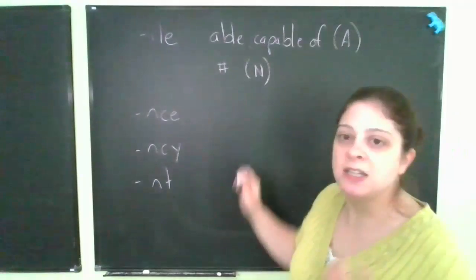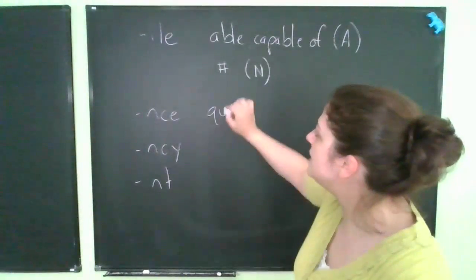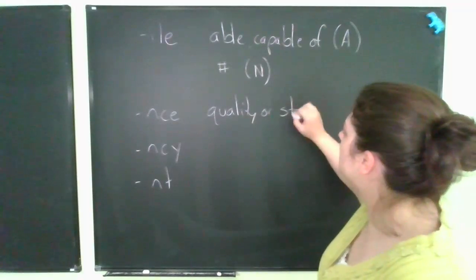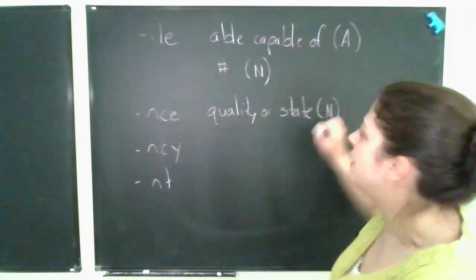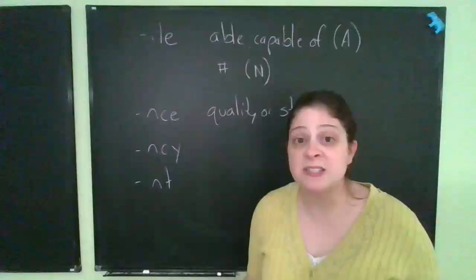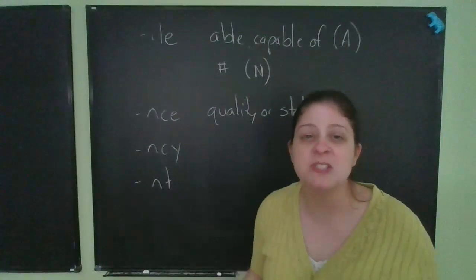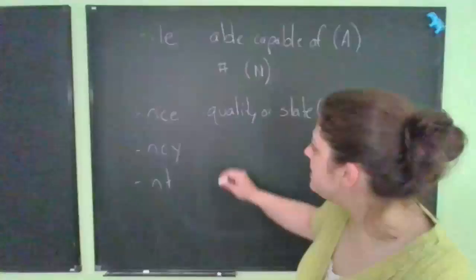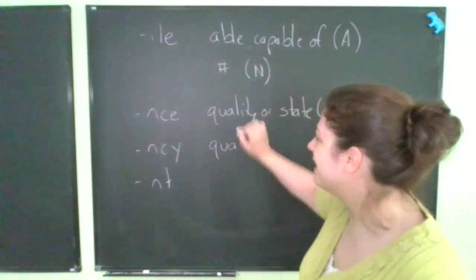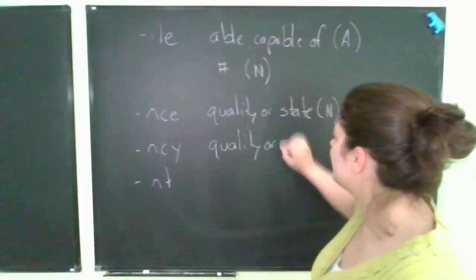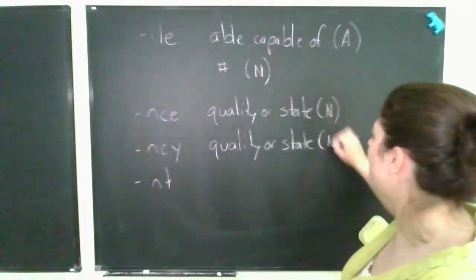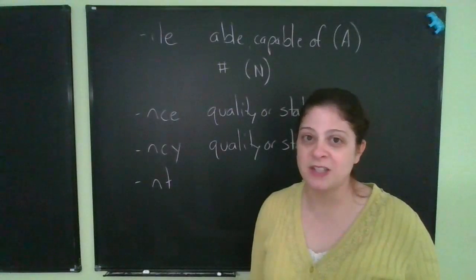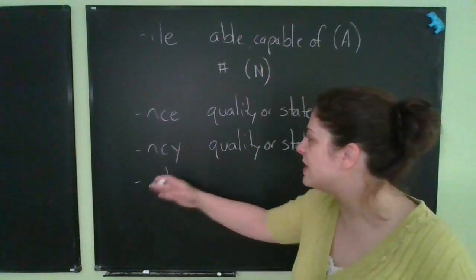So NCE is used to mean a quality or state. And so that is a noun. So think of a word like resistance, relevance, persistence. All right, these all indicate a quality or state. NCY, same thing. Indicates a quality or state, and it is a noun. So what did I say? Relevancy, right? Those kinds of words, then with NCY.